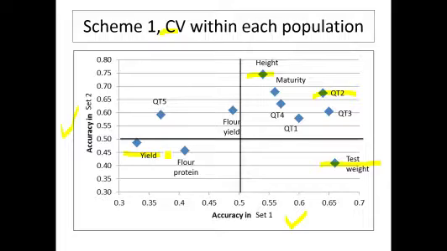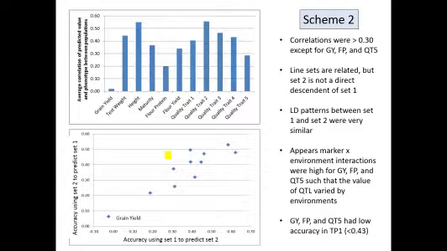Now let's see what happens if we use data from one set of lines to predict the phenotypes of the lines in the second set. That is shown here for each of the traits, and this is just an average of the 2 comparisons that we could get. So we look at grain yield. On average, the accuracy for grain yield using one set of lines to predict the values of the others was extremely low. But for traits like test weight, height, maturity, and the second quality trait, the genomic selection model built in one population was able to predict the phenotypes in the other one with a reasonable degree of accuracy.